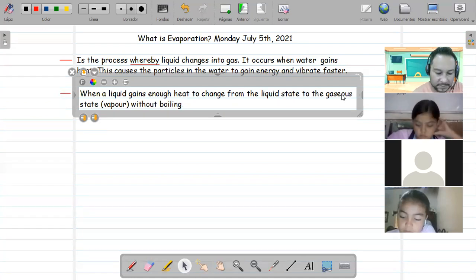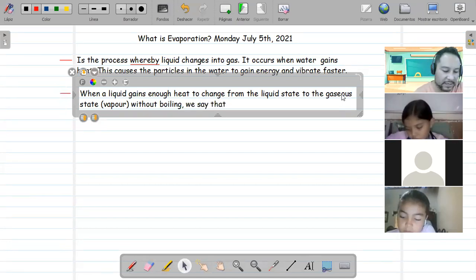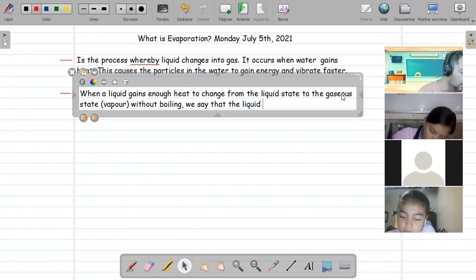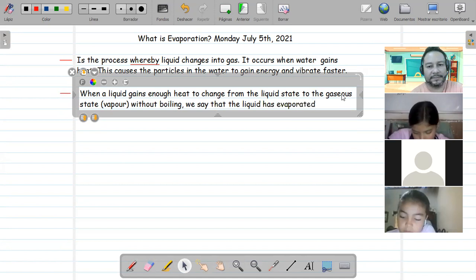This is the comma. We say that the liquid has evaporated. Has evaporated.